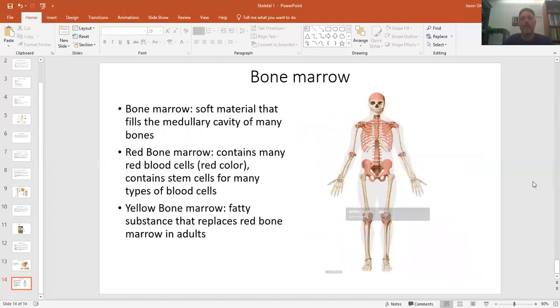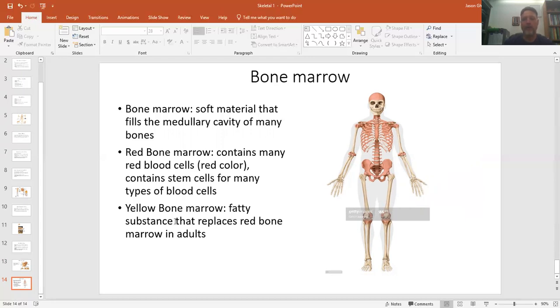All right, bone marrow is the soft material inside the medullary cavity. Again, red bone marrow contains red bone cells, hence the name red bone marrow. And this is where blood cells are produced. All blood cells, whether it's a white blood cell or a red blood cell or a platelet, are produced in the red bone marrow. Children have much more red bone marrow than adults. As we get older, we don't need as much.